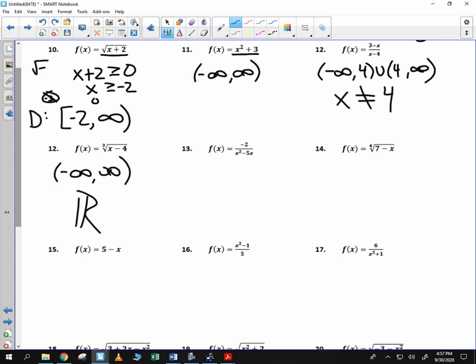Next one's a rational function. Uh-oh, can't divide by 0. What will give you 0? Well, if you factor out the x, you get x times x minus 5. So x cannot be 0 or 5.